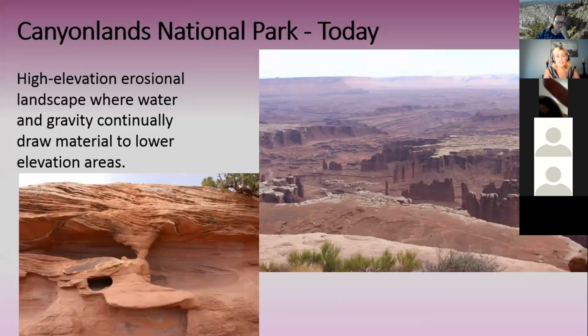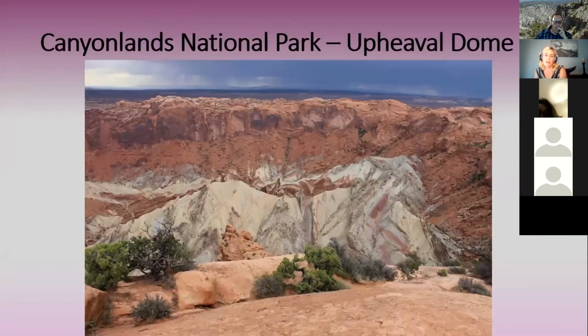Today, Canyonlands is a high elevation erosional landscape where water and gravity continually draw material to the lower elevations. And if you have been to Canyonlands, then most likely you did stop at Upheaval Dome. What's really neat about this is that geologists have debated for many, many years what was actually the cause of this dome here. One theory is that there's a thick layer of salt. It actually underlies much of southeastern Utah and the Canyonlands National Park area.